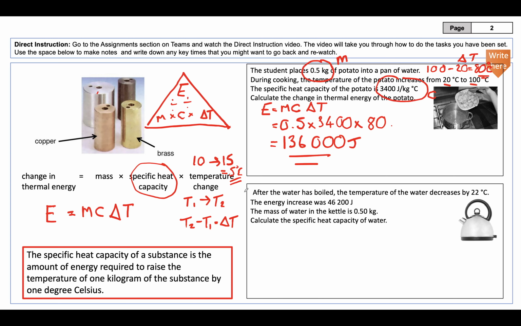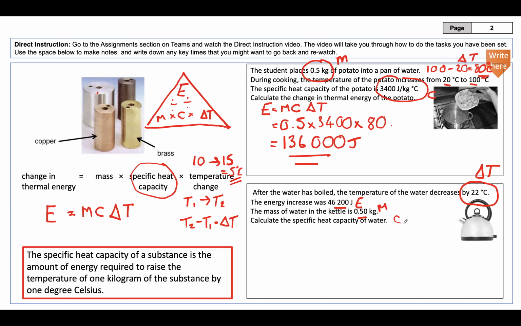This next one, say after the water has boiled, the temperature of water decreases by 22 degrees Celsius. Oh look, they're being nice to us this time. They've given us the change in temperature. So it's a decrease of 22 degrees Celsius. So we don't have to do anything minus anything else for now. That's good. The energy increase, oh, so we've got our E here. That's 46,200, and the mass is 0.5.